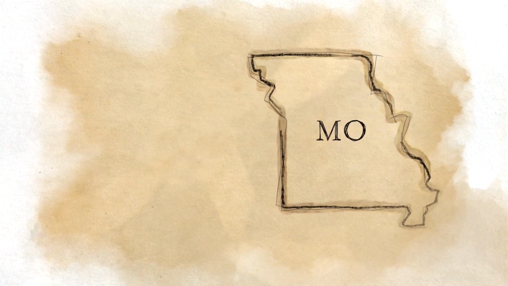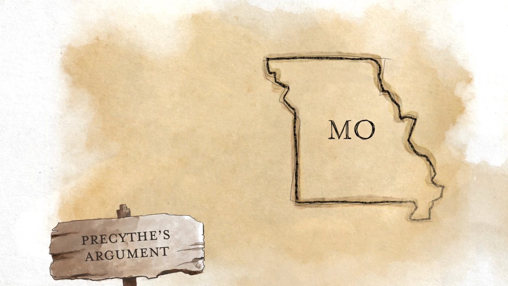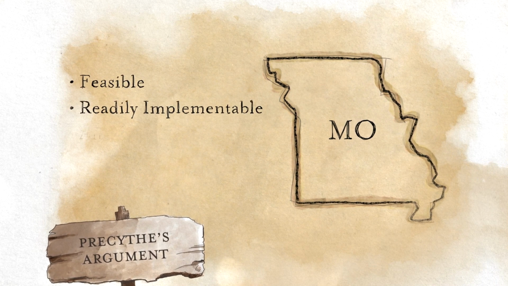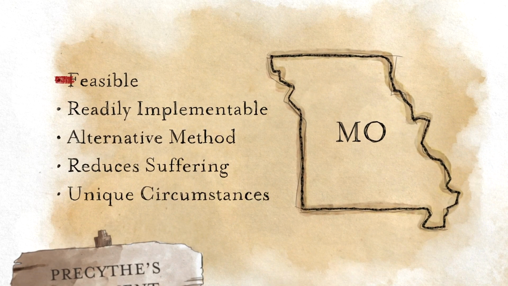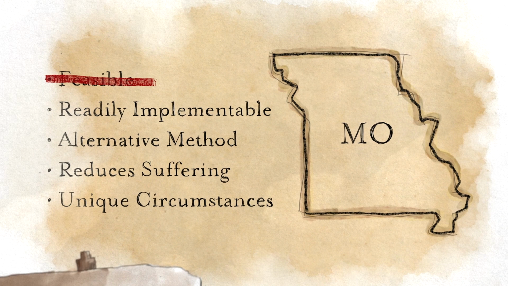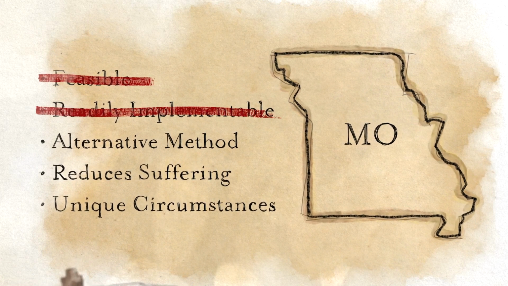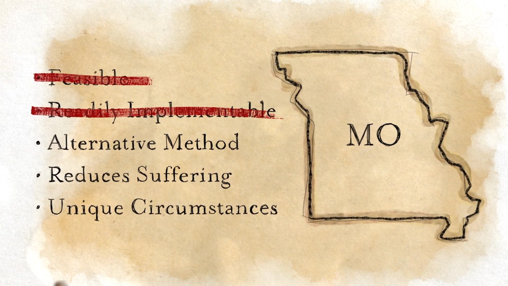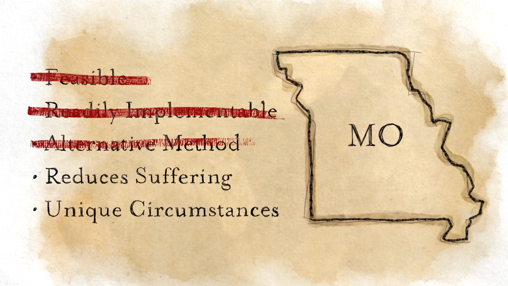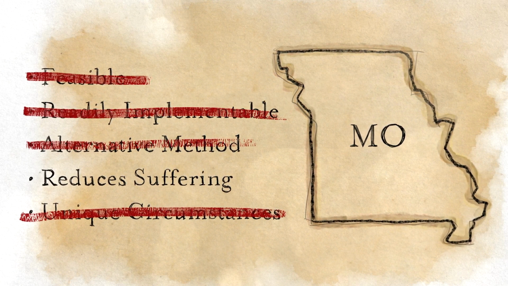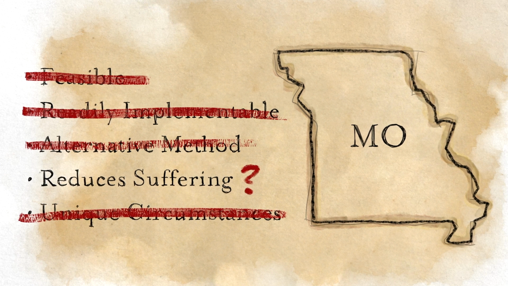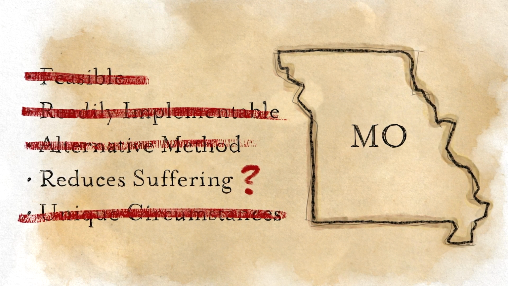Missouri argued that the requirement that offenders have to identify a feasible, readily implementable alternative method of execution should be applied to all challenges, not just facial challenges, but also to as-applied challenges. Missouri also argued that it should not have to implement the nitrogen hypoxia method of execution as a result of Bucklew's challenge because it was not clear that it would significantly reduce the risk of suffering in this particular case.